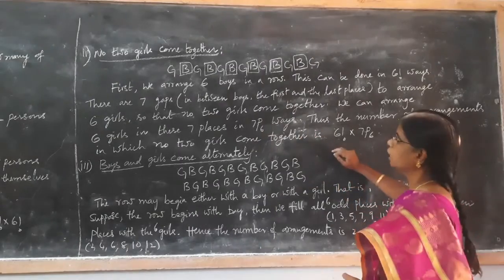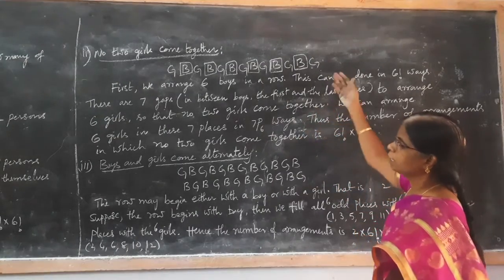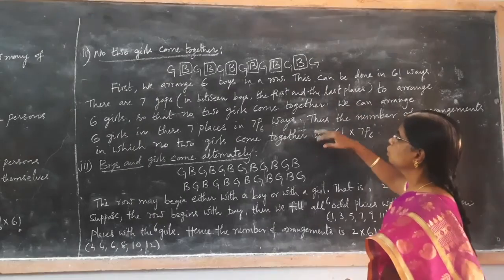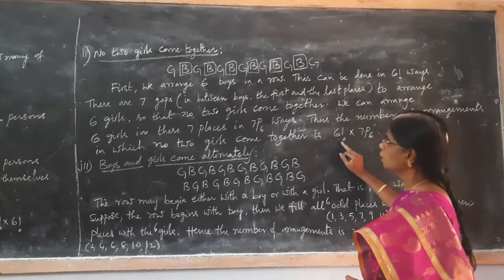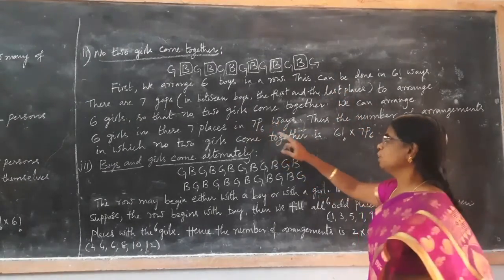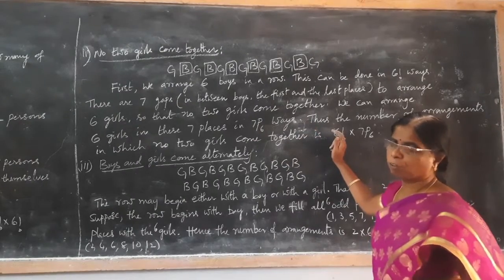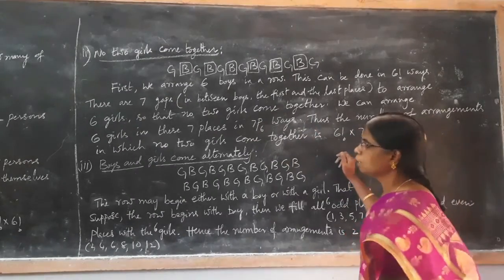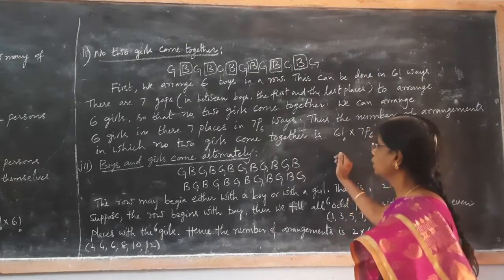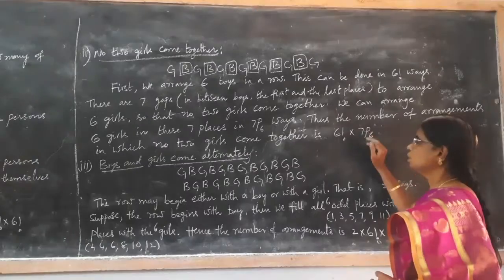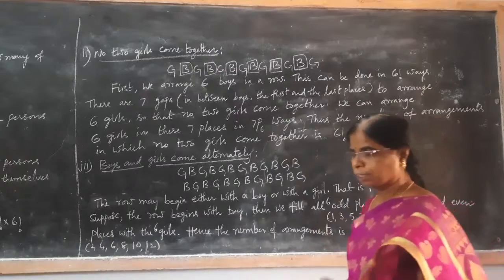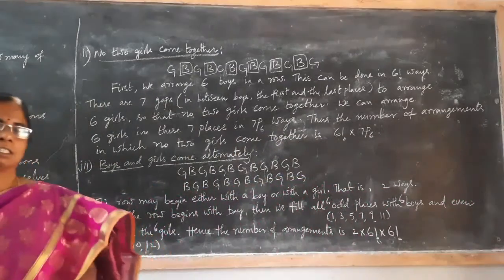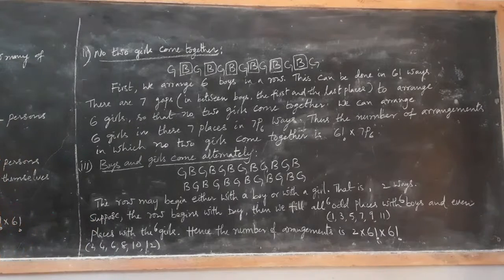So what have we done now? We arranged the boys and we arranged the girls. The number of arrangements of boys, with 6 boys, is 6 factorial, and the arrangements of girls is 7P6. So according to the fundamental principle of counting, the total number of arrangements in which no 2 girls come together is 6 factorial into 7P6. This is the boys' arrangements, this is the girls' arrangements. We have to arrange the boys and arrange the girls, so the total work can be done in 6 factorial into 7P6 ways.